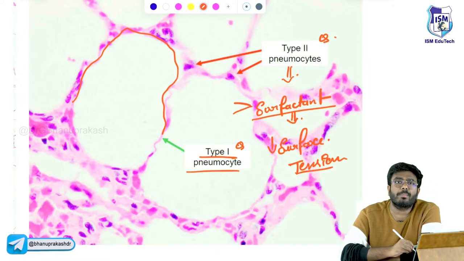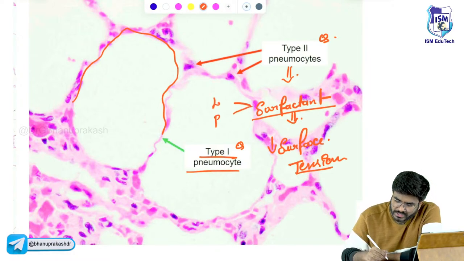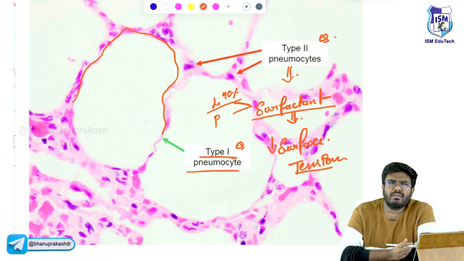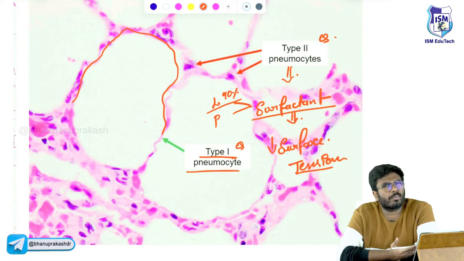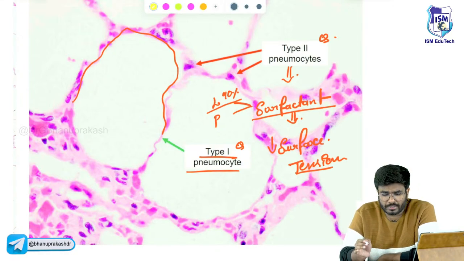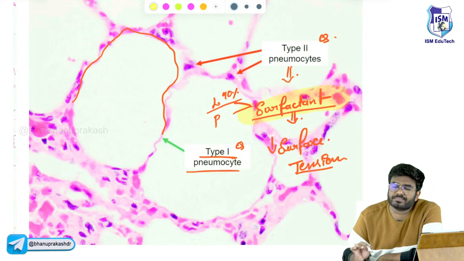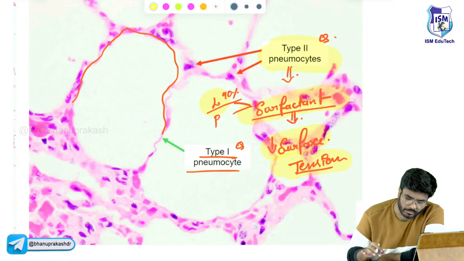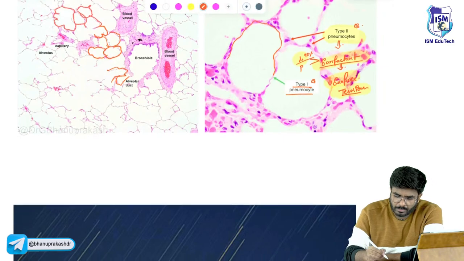Surfactant, other important points: it's made up of lipids as well as proteins, but it is 90% lipid. Okay, the majority is lipids, and the major lipid is called dipalmitoyl phosphatidylcholine, which is also called lecithin. Those are the physiology things which I don't want to go into now. Simply, surfactant is produced by type 2 pneumocytes. Surfactant decreases the surface tension. Surfactant is 90% lipid. These are the basic things which I want you to know.